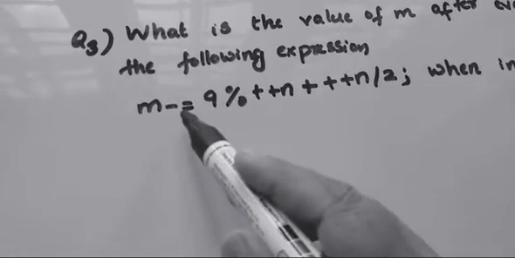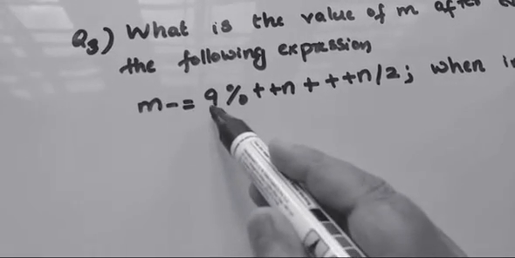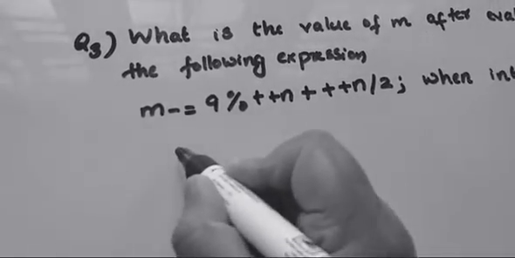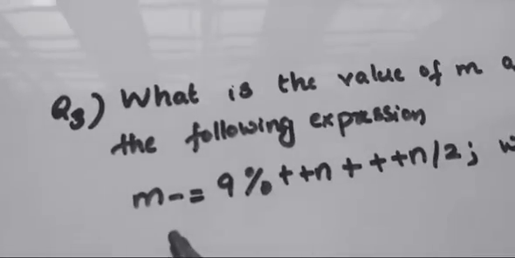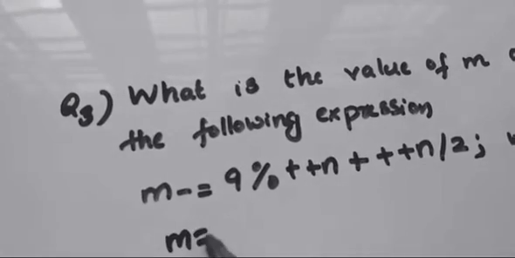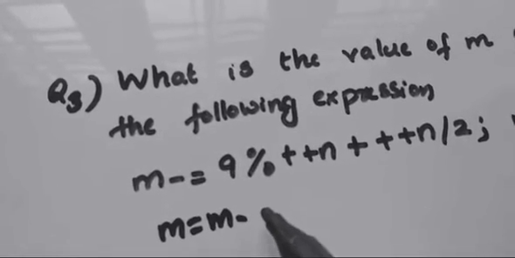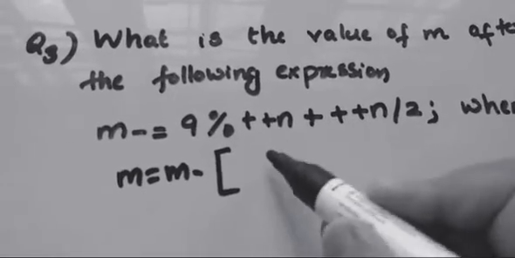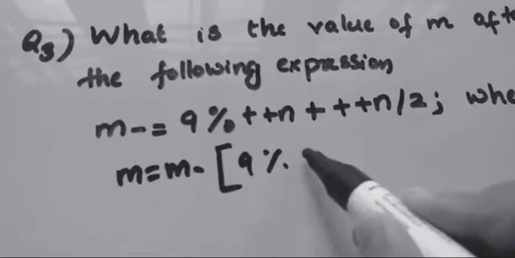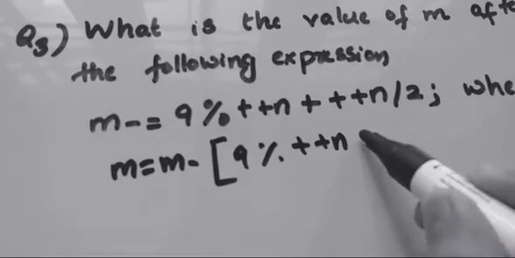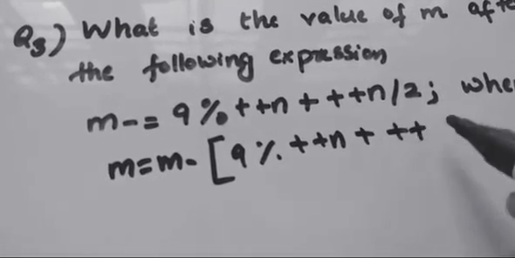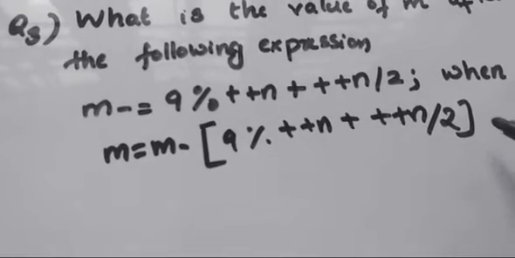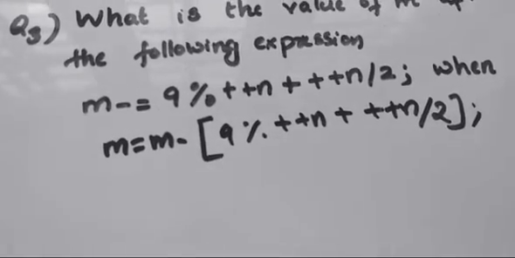That is a shorthand assignment. That is, m -= is a shorthand assignment operator. So first thing you want to expand it. What is m -=? It is m = m - (. That is the meaning of that. Okay, then after that put a bracket, then write the remaining: 9 % ++n + ++n / 2. Then put the semicolon.